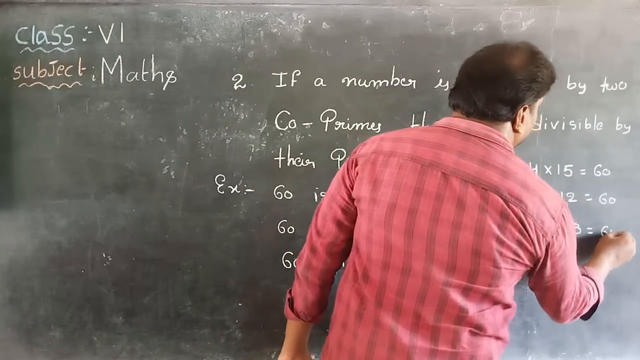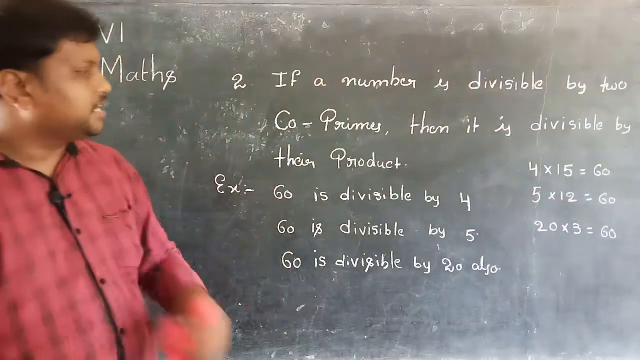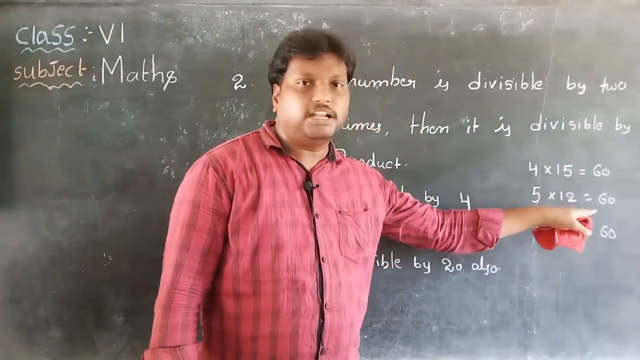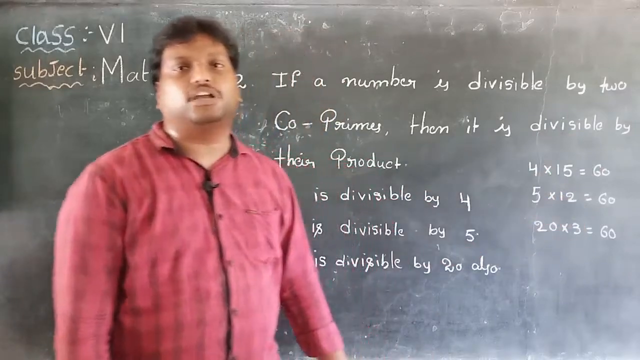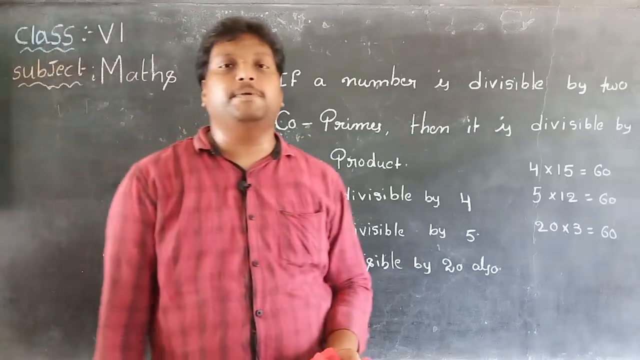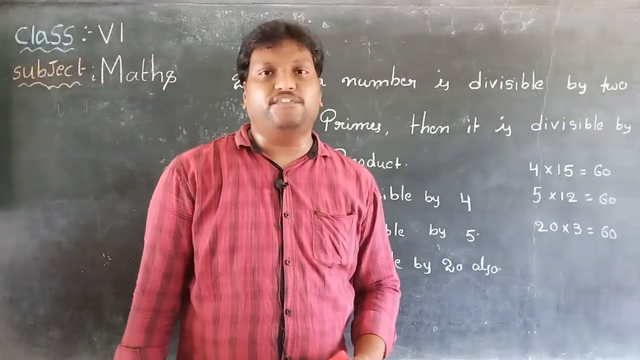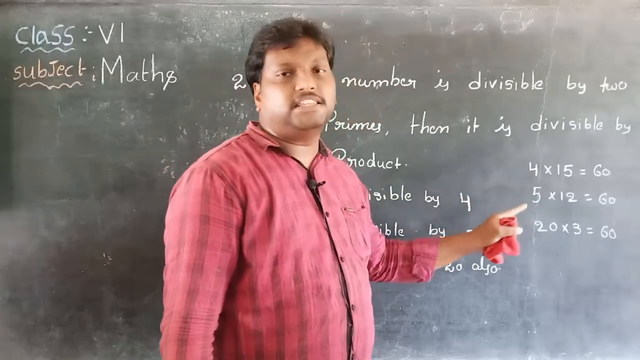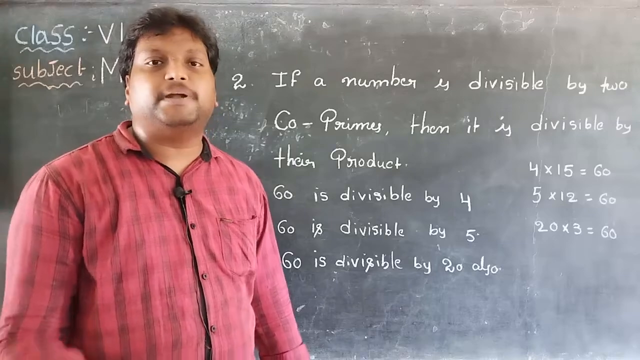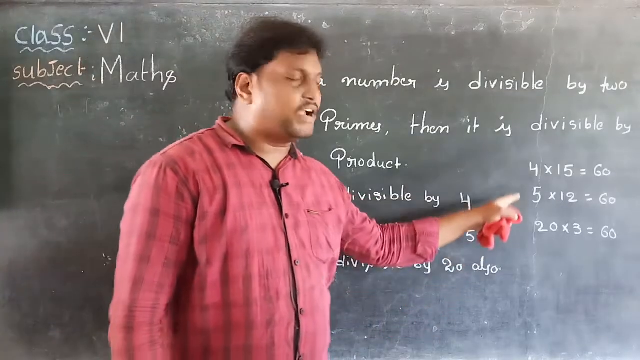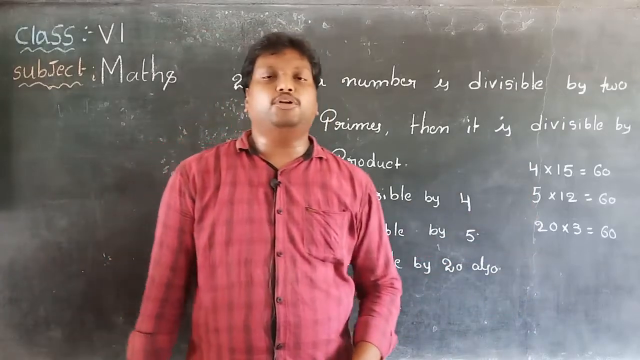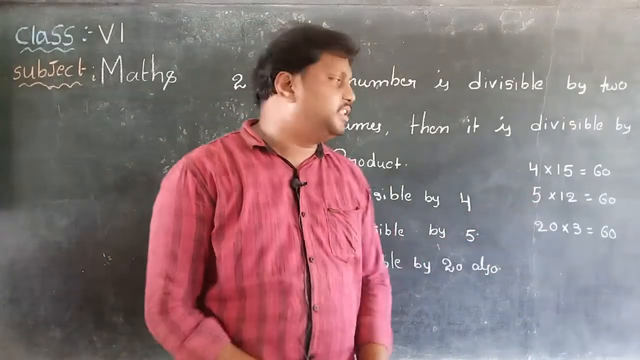Three twenties are 60, which means the number is divisible by the product of the co-primes also. This is applicable only for co-primes, not for normal numbers. Why? Because in factors it will be different. Co-primes have only one common factor. What is that common factor? The number 1 is the common factor. Remaining, there are no common factors. Why? Because 4 is in the 4 table and 5 is in the 5 table. And what are the factors of 4?